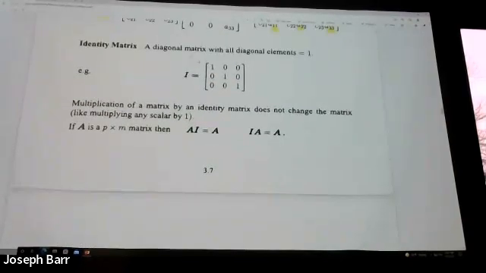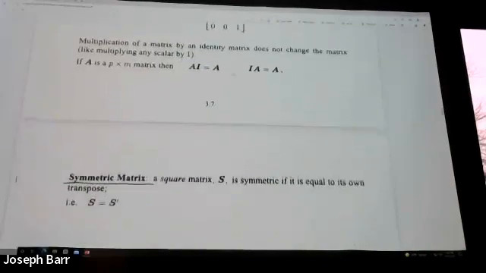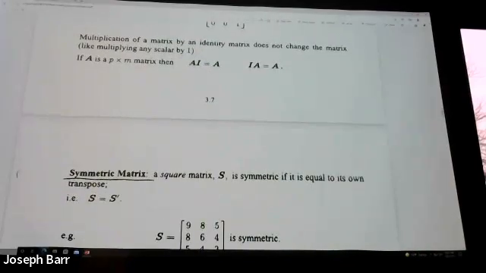And we have identity matrix. If the elements on the diagonal positions are 1, it's called identity matrix. Identity matrix is just like 1. Okay, any matrix times identity matrix is just itself.